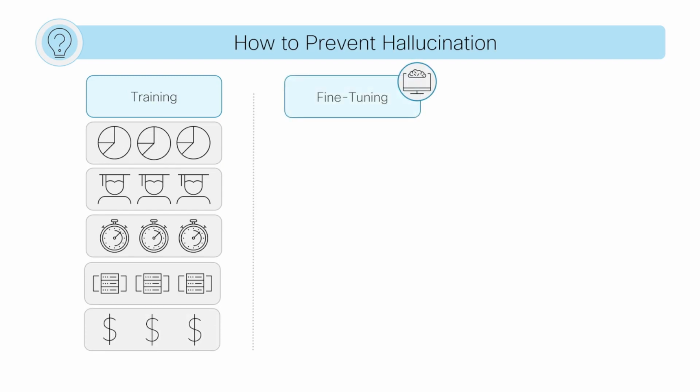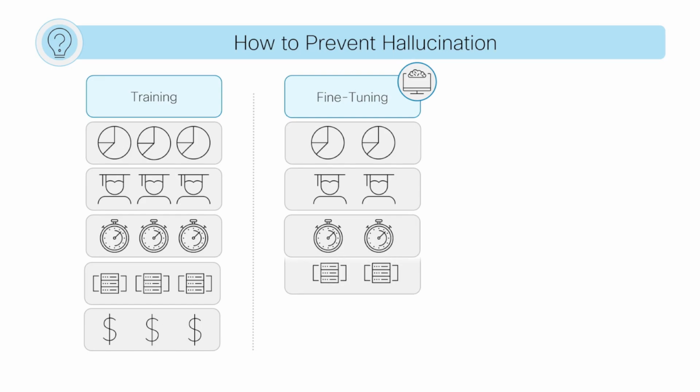You can also take a GPT model that was already trained on various data and train it on additional data that covers your use case. This method is known as fine-tuning. Although it is less demanding than training, it still requires some expertise, time, and compute resources, resulting in a considerable cost.